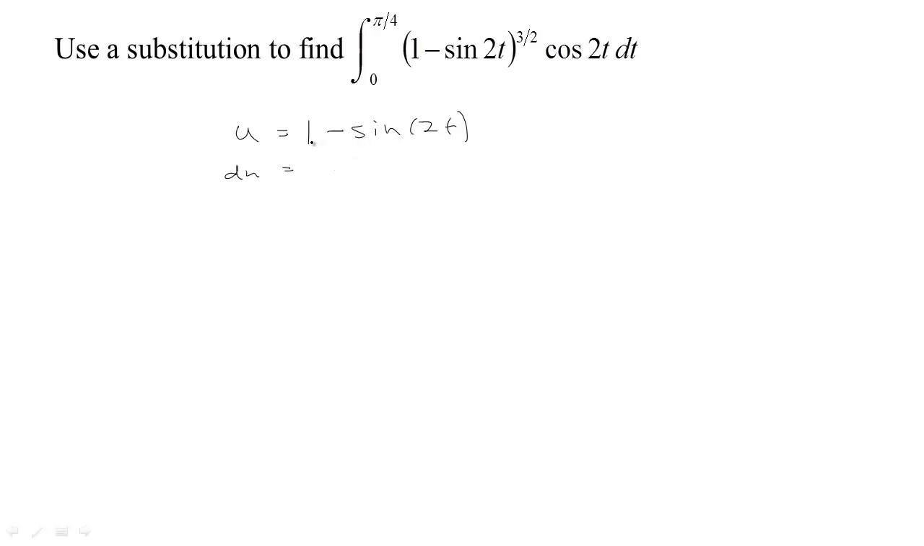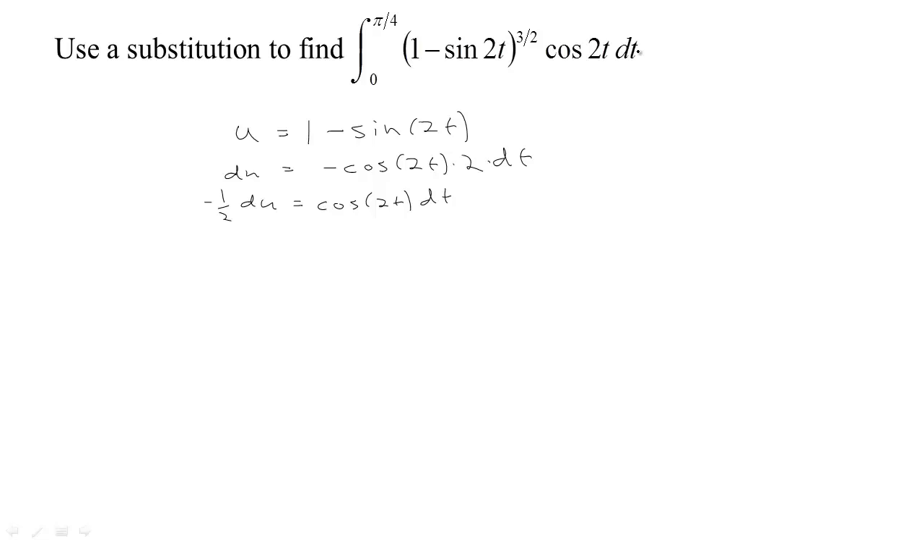Let's see, the derivative of 1 is 0. The derivative of sine is cosine, so we'd get negative cosine of 2t times the derivative of what's inside times dt. And that means that negative 1/2 du is the same thing as cosine 2t dt. So we're almost ready to do our substitution. We just have to figure out what the bounds should be.